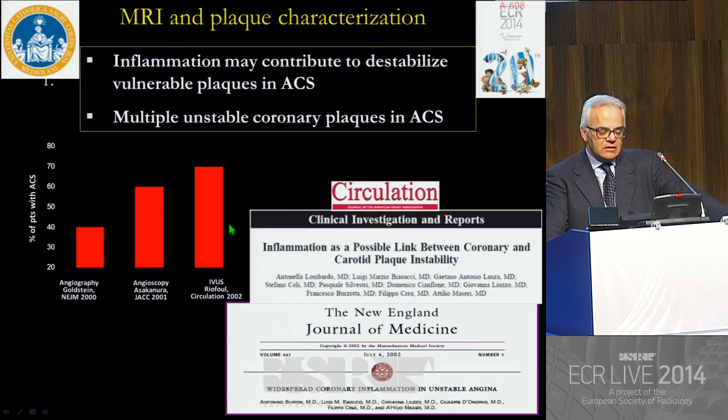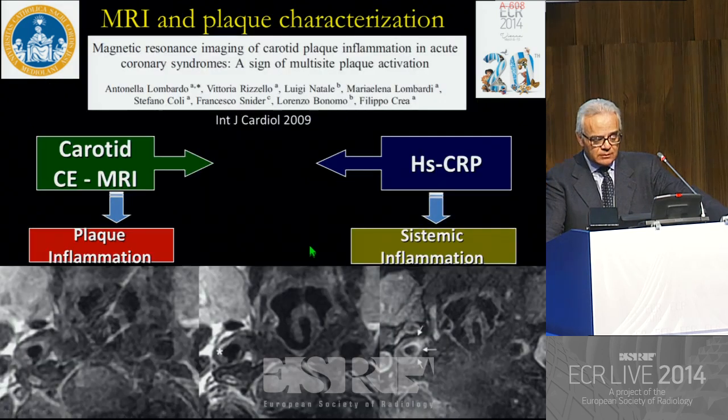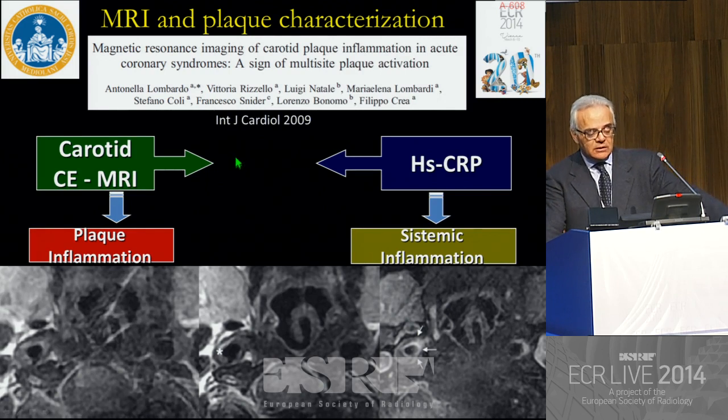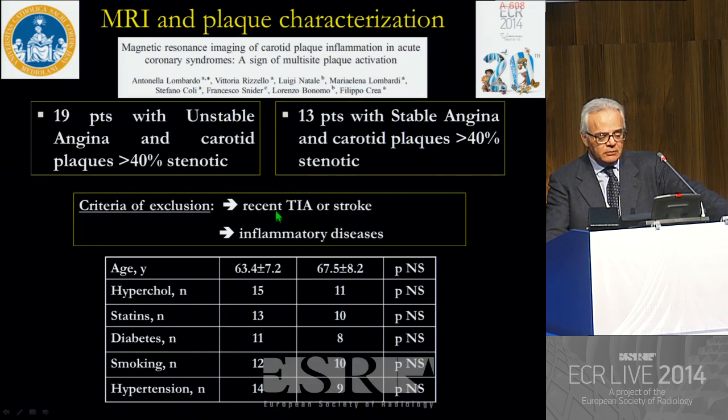How? With many techniques. The most important one, of course, is the IVUS technique. And this has been recognized and published in many important journals. I just want to mention a study that we performed on this, in which we compared vessel wall imaging of carotid arteries with signs of systemic inflammation, so plaque inflammation versus systemic inflammation, through the sample of CRP, that is a validated marker of systemic inflammation. And we compared two groups of patients, two small groups of patients, but with a large number of plaques.